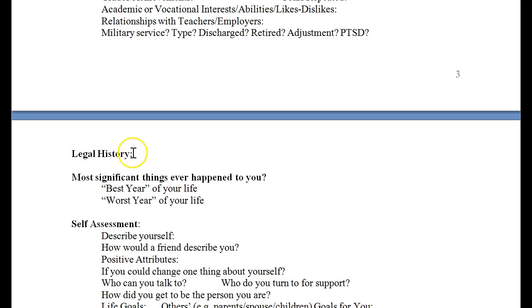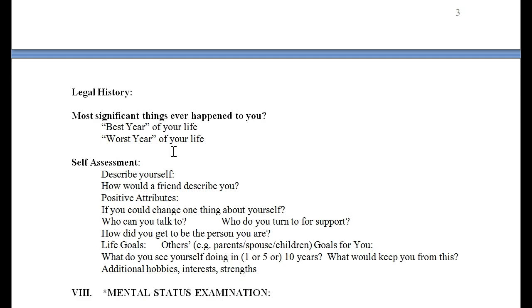Did they get caught or not get caught might have legal implications, but also what are those behaviors that could put you on the edge? Most significant things, this is just a way of getting more out of somebody. Tell me about when things were great. Tell me about when things were not. And you get a sense of a timeline and how the person tells their own story. And that's part of this.